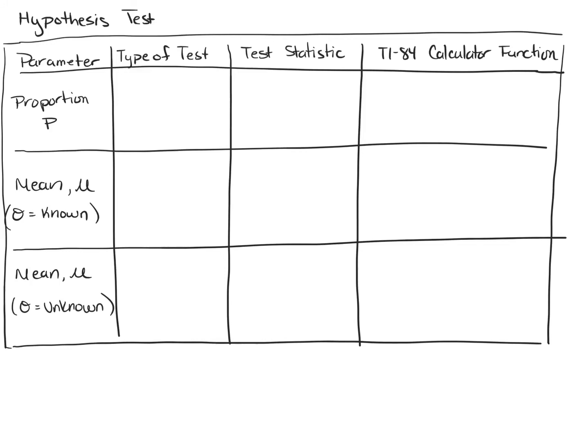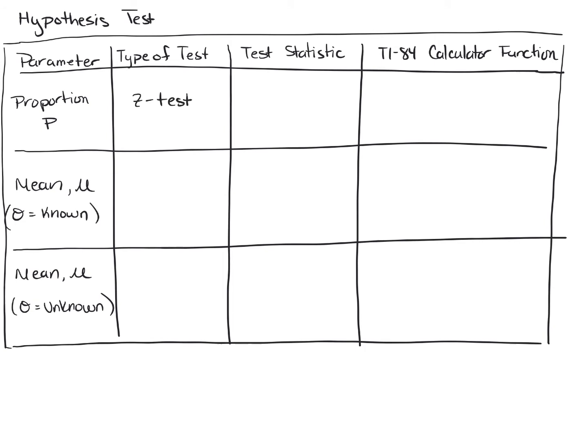Let's talk about differentiating between the different types of test and test statistics you would calculate for the different types of hypothesis test in Chapter 8, and then also which function you would use on the calculator. So anytime you're doing a hypothesis test where you're testing a parameter and that parameter is a population proportion, then you're always going to perform a z-test.